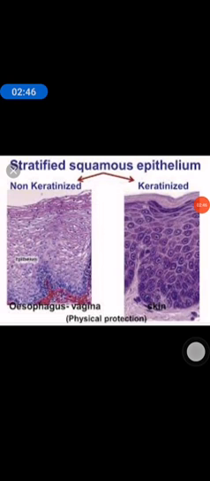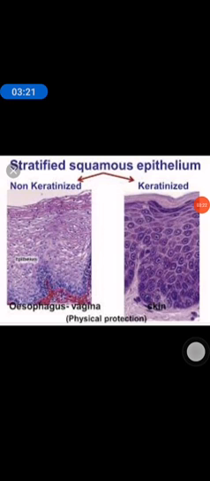Now, what are the characteristic features of stratified squamous epithelium? Cells are arranged in two or more layers. Basal cells are cuboidal or columnar. Intermediate cells are polyhedral, but surface cells or superficial cells are squamous. Stratified squamous epithelium can be divided into non-keratinized and keratinized squamous epithelium.